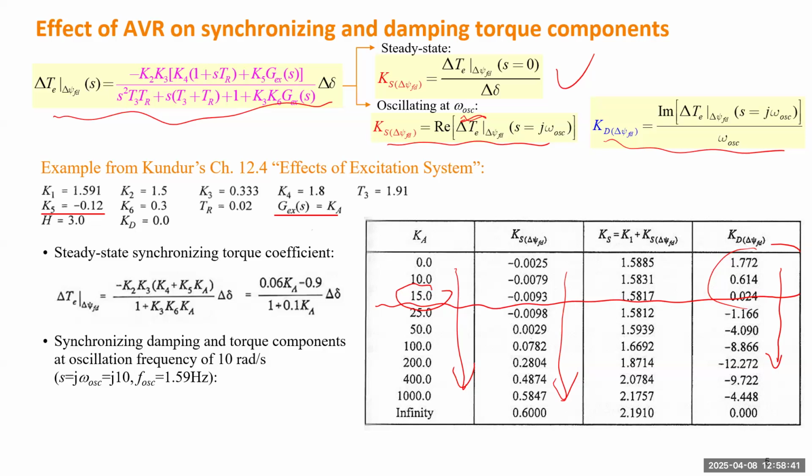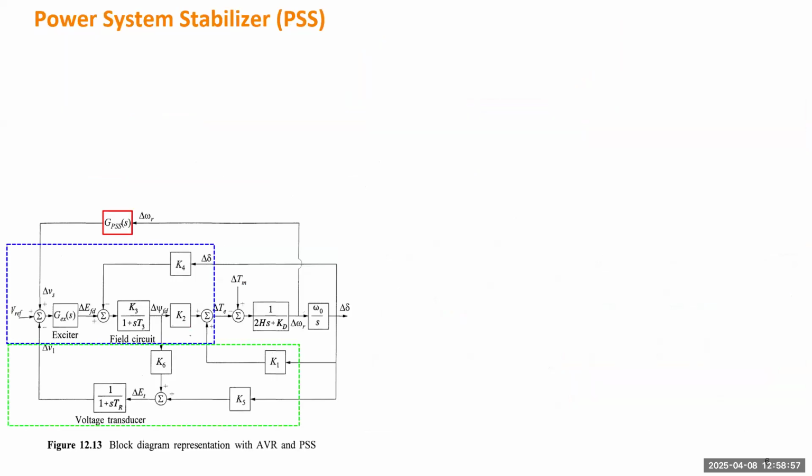But if the gain you put there doesn't cause growing oscillation and can give you good voltage regulation, you don't have to utilize a power system stabilizer. It is not required, it's only optional. What the power system stabilizer, or PSS, does is measure the frequency deviation and pass it through some transfer function. This is what you design for the PSS.